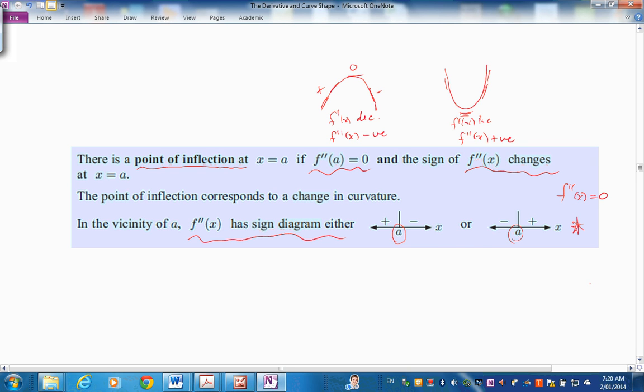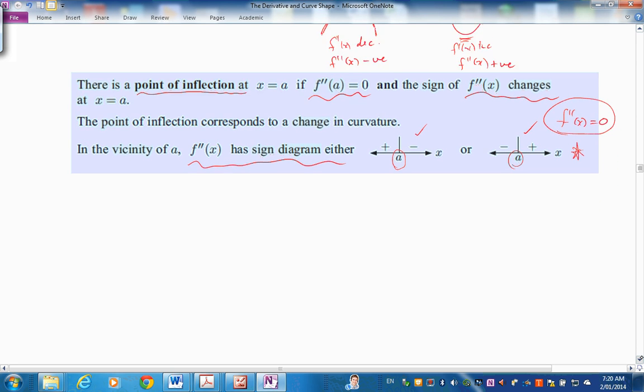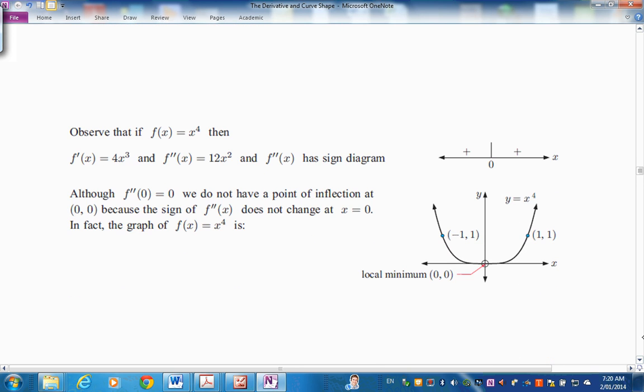Okay, so it's a change in curvature. Generally, what we're going to do is put the second derivative equal to 0 to find these points of inflection. Now we're going to go down and check this. Let's have a look at when we put the second derivative equal to 0, will it always give a point of inflection? Let's take an interesting function, f(x) equals x to the fourth.